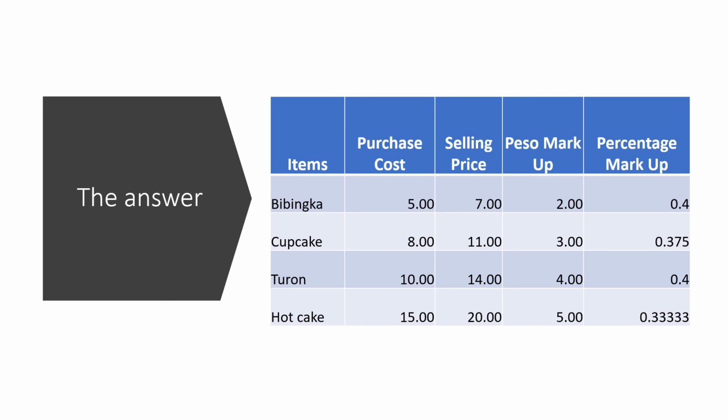And lastly, for your hot cake, your peso markup is 5 pesos divided by 15. It will give you 0.333 or 33.3%.